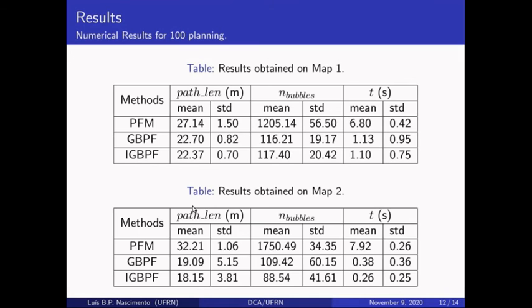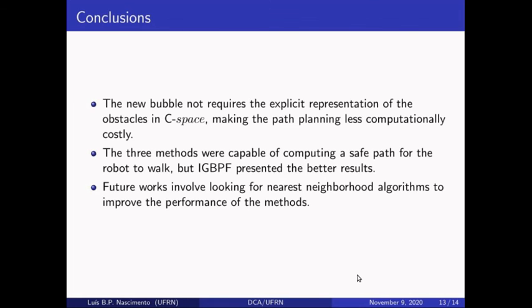Returning to these tables, IGBPF and GBPF presented very similar results, mainly for the first map. On the second map, it's quite similar, but it's clearer to observe that IGBPF presented better results than GBPF. So, the computation of the new bubble with information from the workspace was important because now the methods based on probabilistic foam do not require the explicit representation of the obstacle in C space anymore. And this makes the whole path planning process computationally possible.